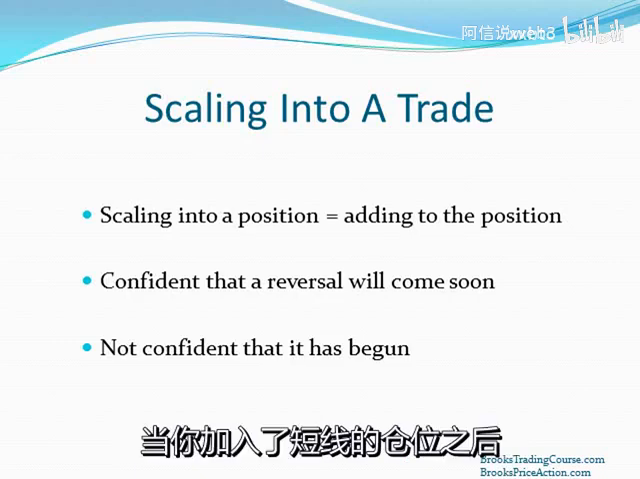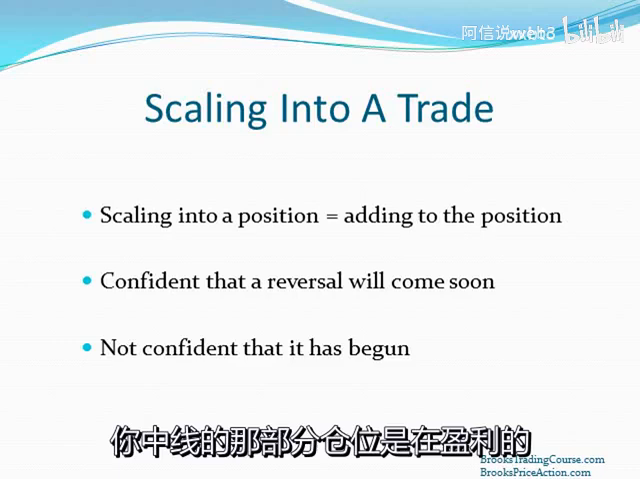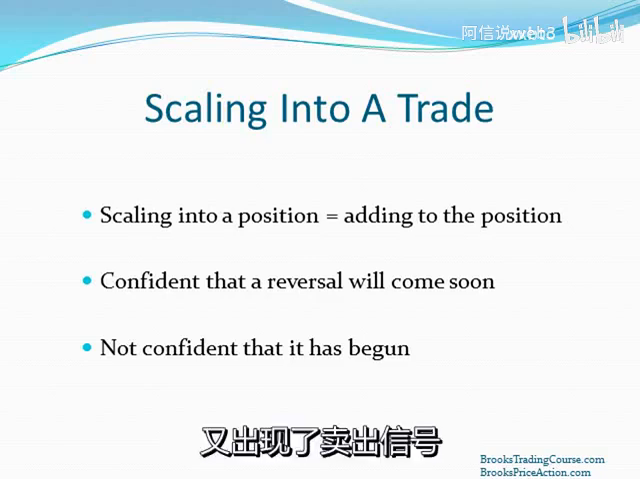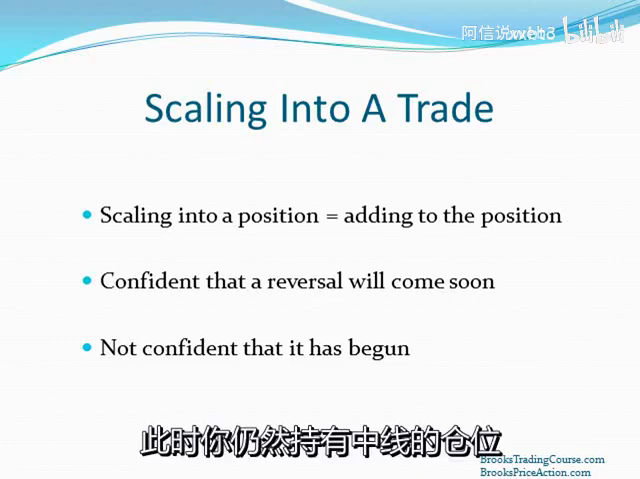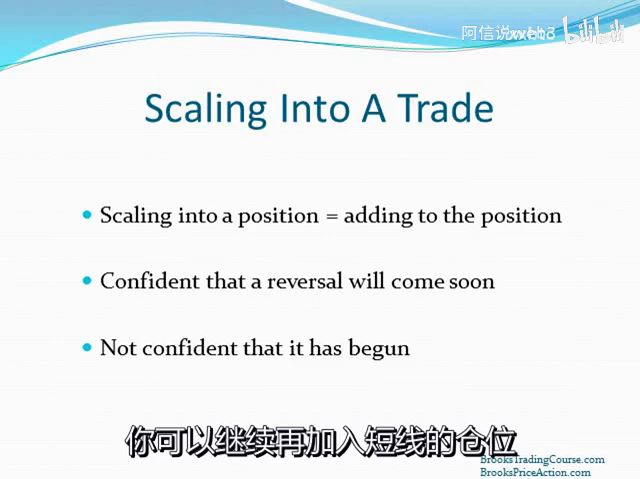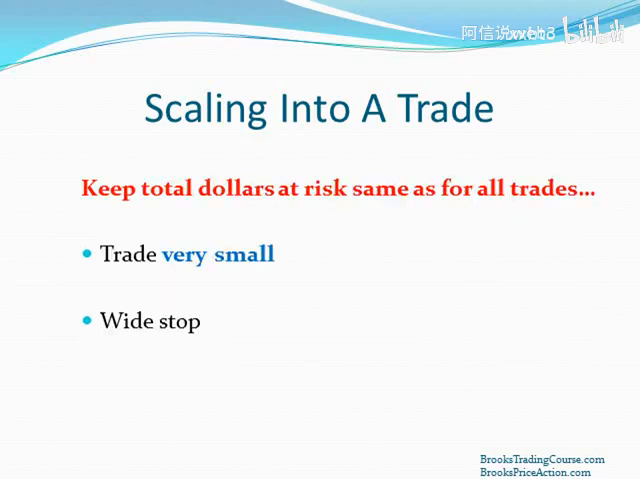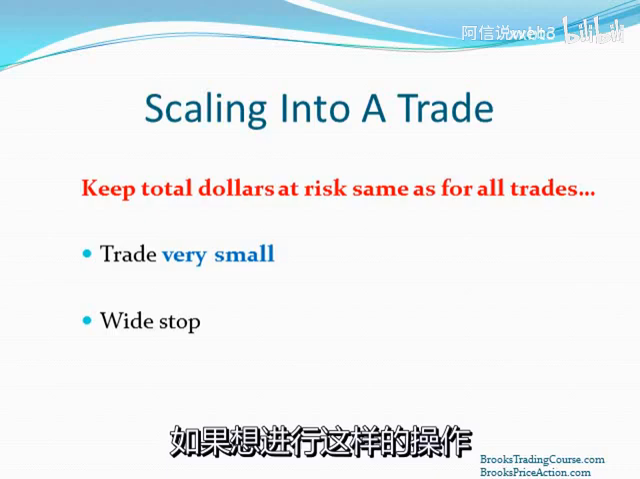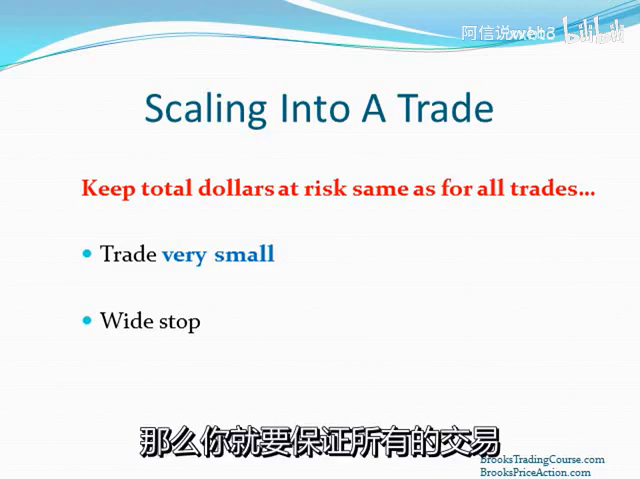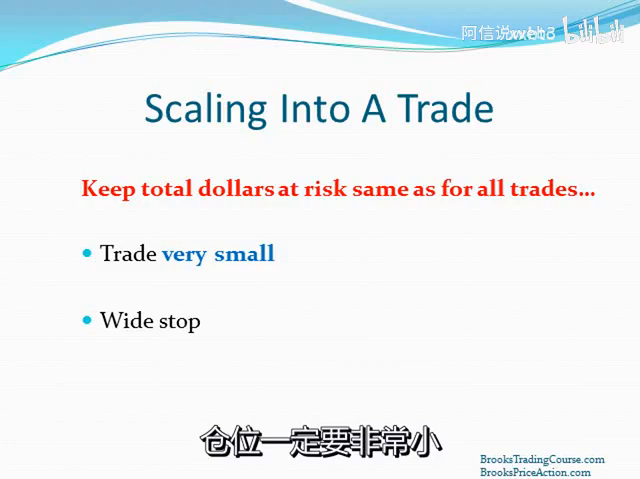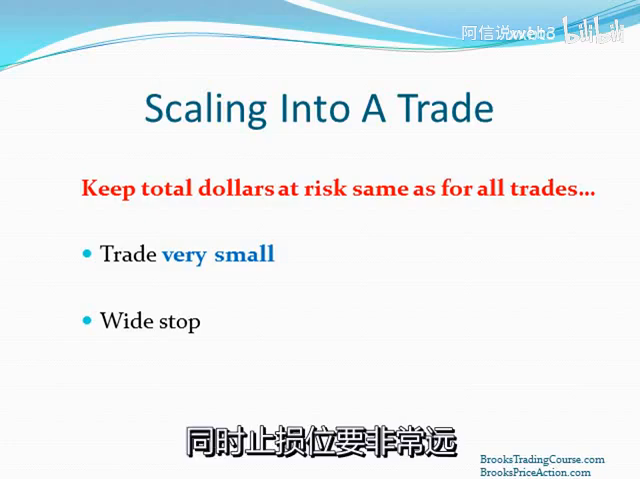When you added that scalp portion, you were already profitable on your swing portion, and you just were going for an additional scalp. And then if the market continues to fall and you get another sell signal, you're still holding your swing portion, and you can again put your scalp position back on. If you are going to do this, you have to keep the total dollars at risk the same as for all trades. So you need two things. You need to trade very small, and you need a wide stop.